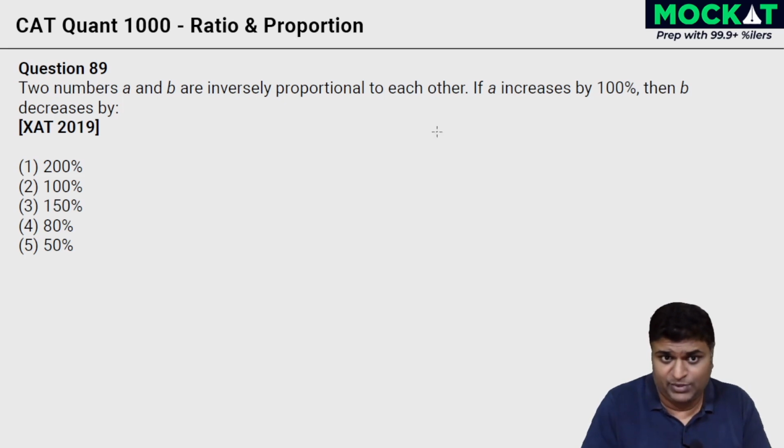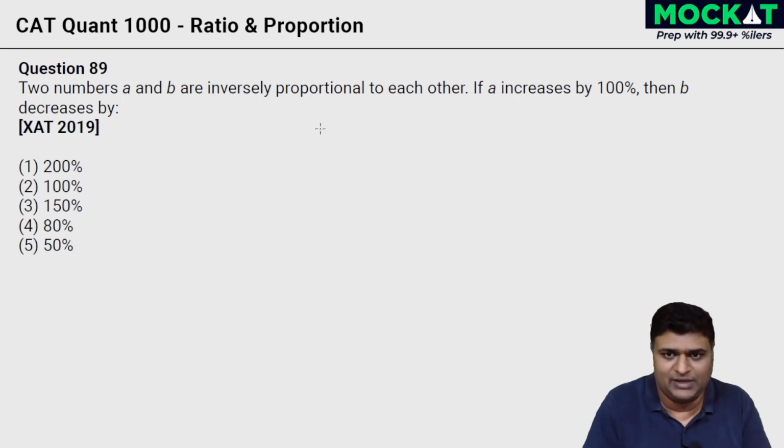All right, so let's start with the 89th question now. Two numbers A and B are inversely proportional to each other. If A increases by 100%, then B decreases by how much, right? Like a proportional question over here, right? How do we represent this in terms of an equation?